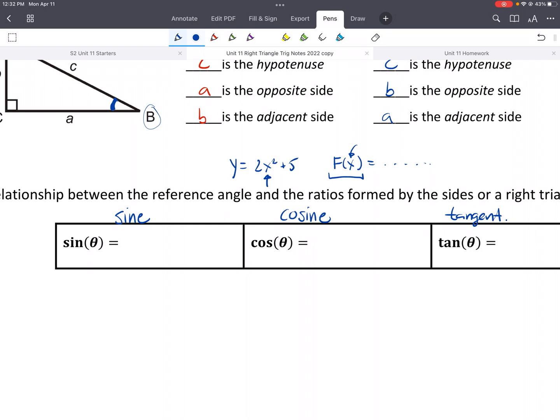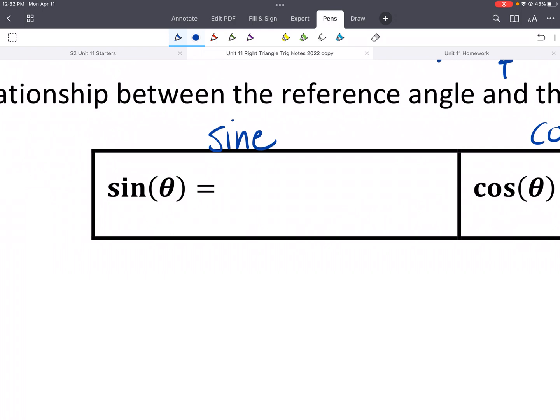Okay. And again, just like when we did our f of x here at the top, it's not f times x. We're evaluating the function when x is whatever number we want. Okay, it's the same sort of thing with sine. It's not sine times theta. We're evaluating the sine function when theta equals some number, some degree, maybe 45 degrees or 100 degrees.